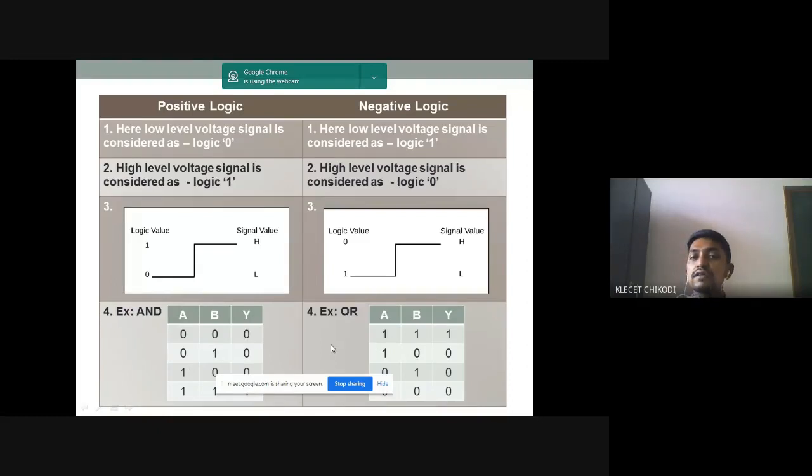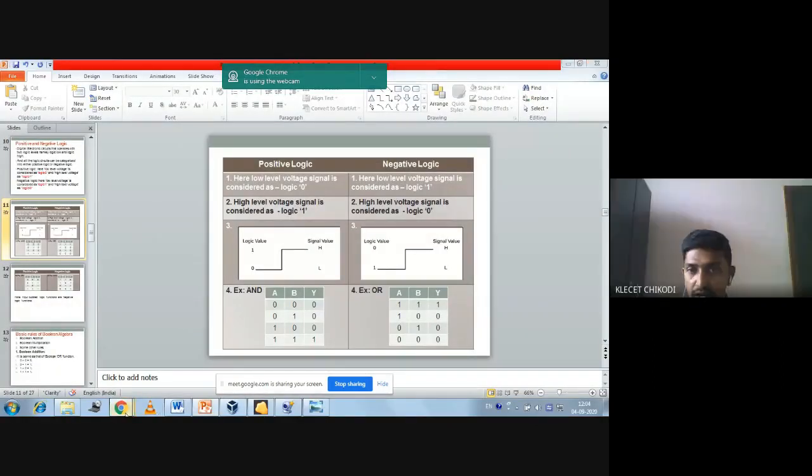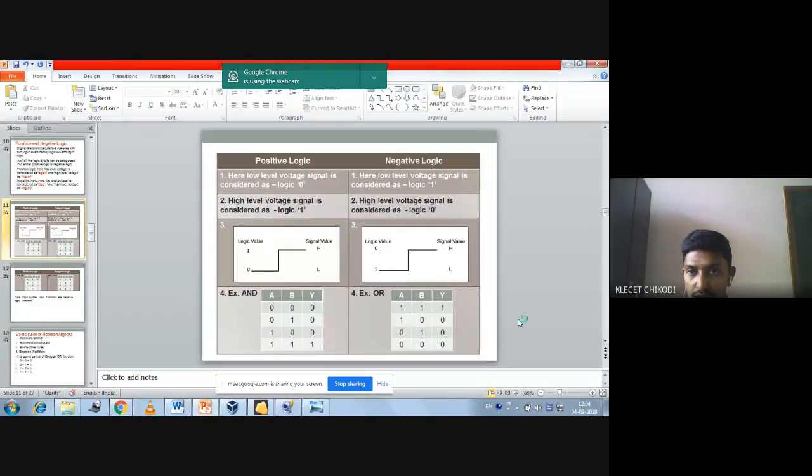Any difference there? Any difference there? No, sir. Now I think it is visible clearly. Fine. Any differences here for positive logic AND gate and negative logic OR gate?